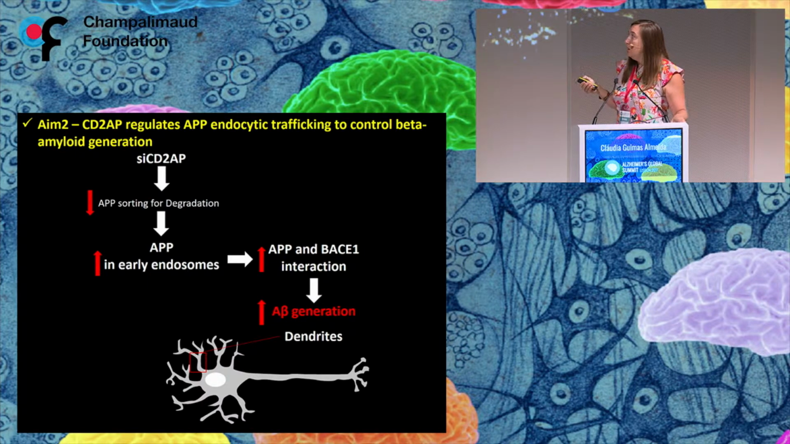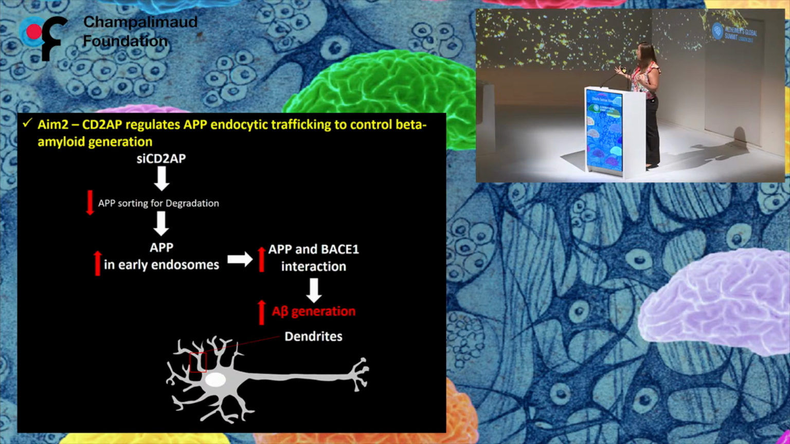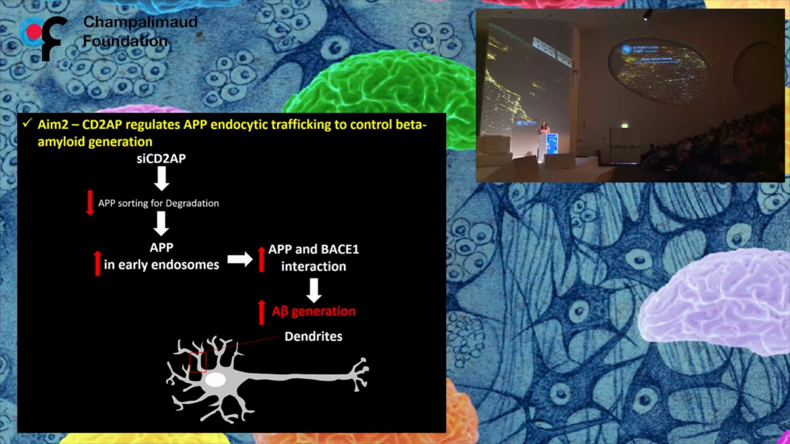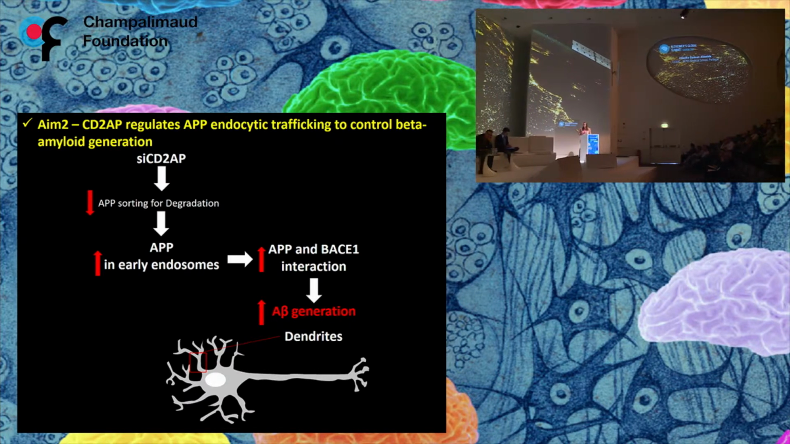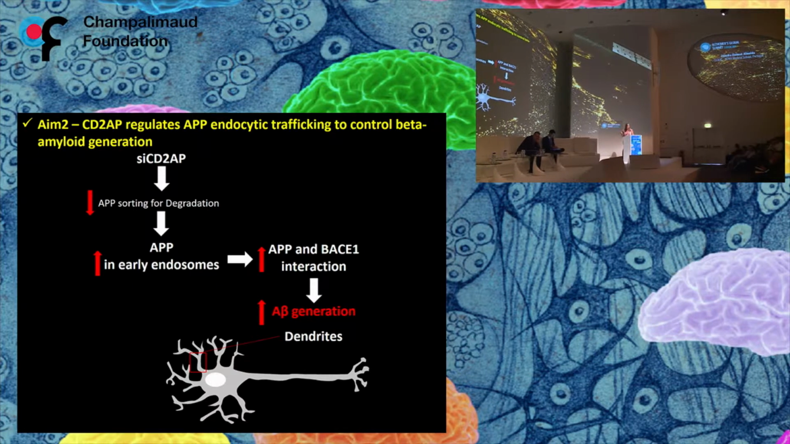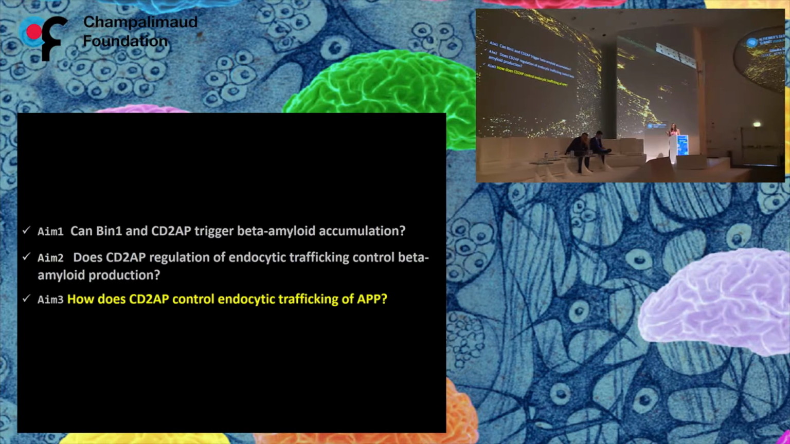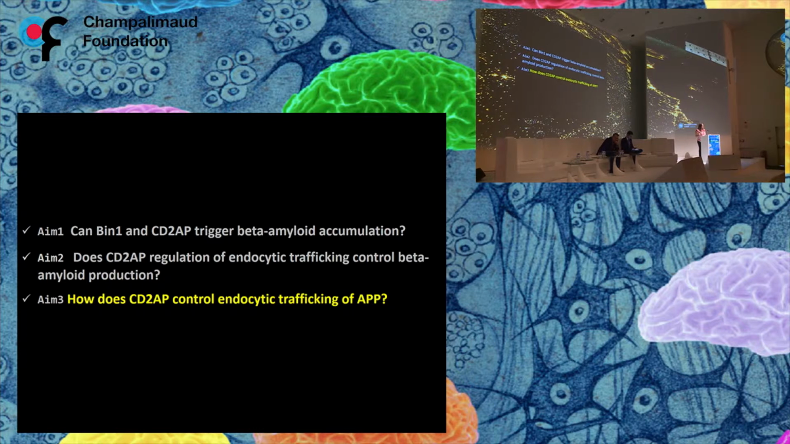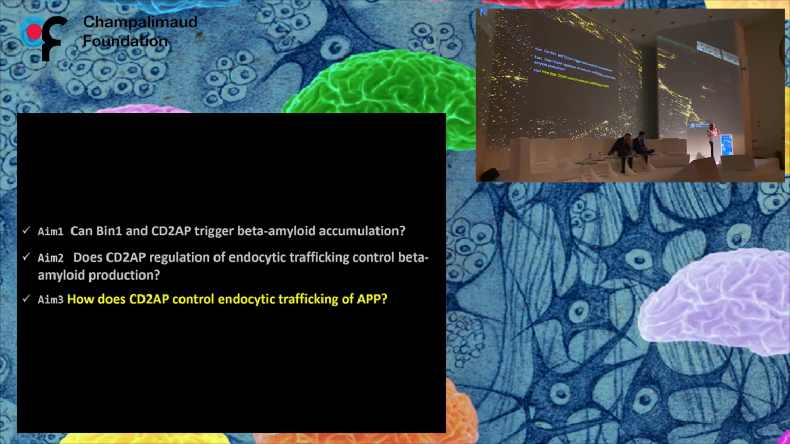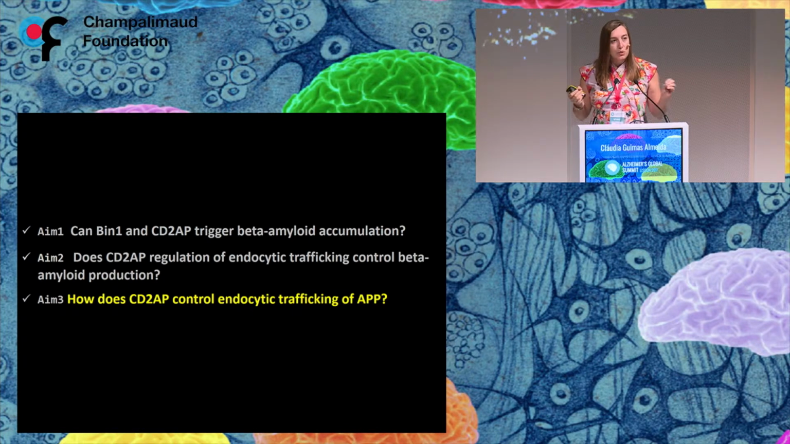APP in early endosomes, which enabled an increased access to BACE. Therefore, more beta-amyloid is made, and this happens specifically at dendrites. So we were still not completely satisfied. We wanted to try to point out how CD2AP was controlling the trafficking of APP.